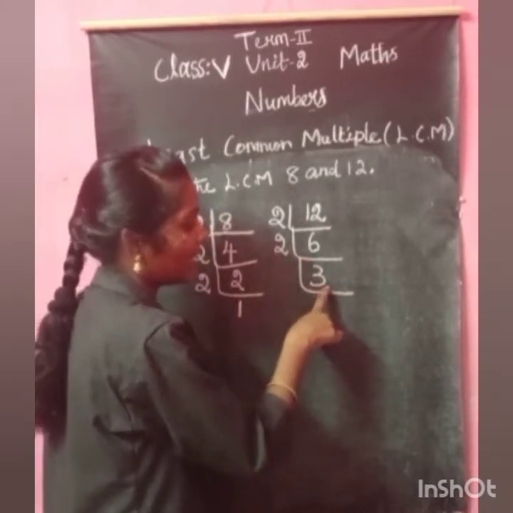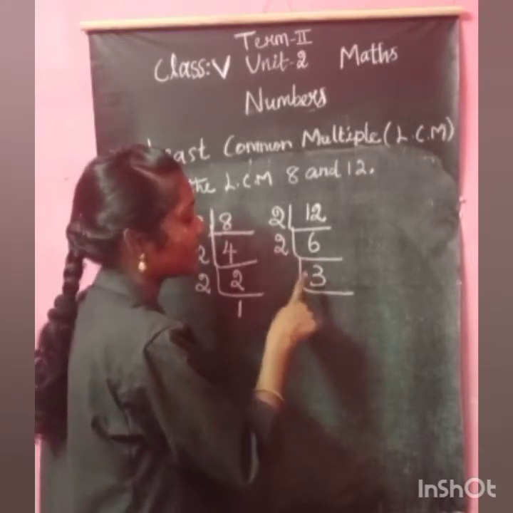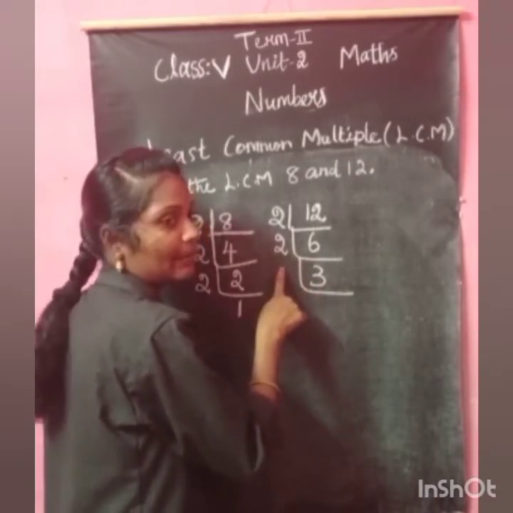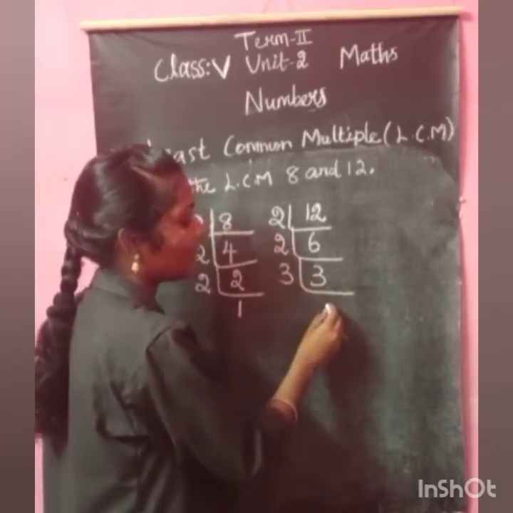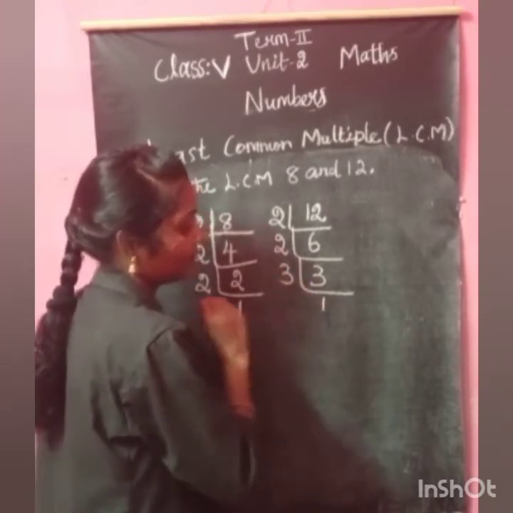Next, can you divide 3 by 2? No. Next take the 3 table. 3 is a prime number. So 3, how many times? 3 divided by 3 is 1.